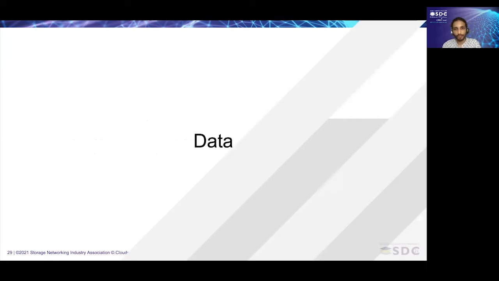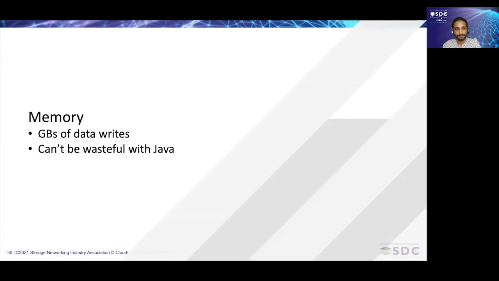So then there are also some data improvements which have been done. Ozone, as we know, involves GBs of data writes. A typical data pipeline would have to perform data writes on GBs of data. Even the performance benchmarks require writing TBs of data. So we can't be wasteful with respect to memory in Java. Java GC can degrade the performance a lot in a typical Java process.